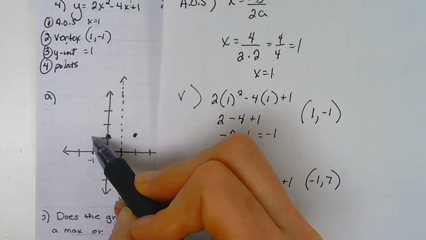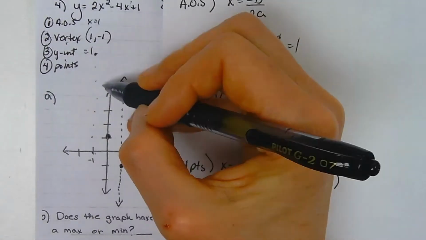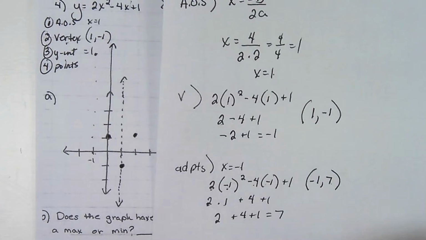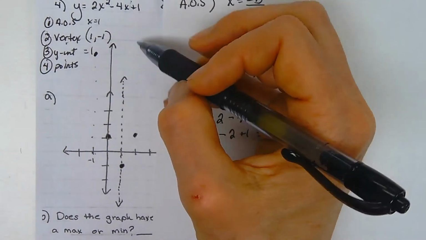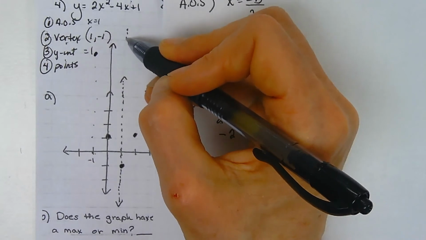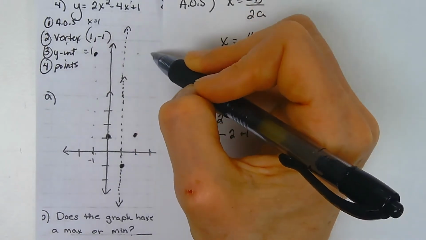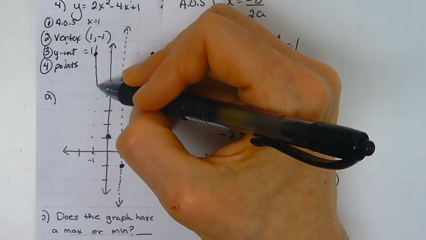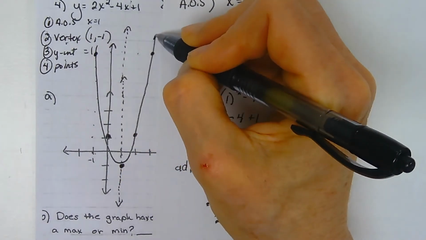-1, 7. 1, 2, 3, 4, 5, 6, 7. Go ahead and make your graph a little longer. I didn't make it quite big enough for that additional point. There's my additional point, and I can reflect it across this axis of symmetry. It's 2 to the left, so I'll make it 2 to the right. And there are 5 points that I can now graph this parabola and sketch it the best I can right there.